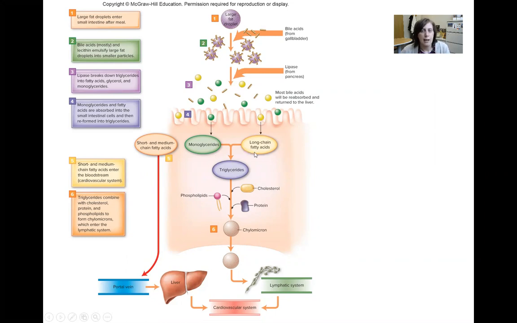We're taking long-chain fatty acids and putting them back into triglyceride, and then we're packaging them with cholesterol, protein, and phospholipids to create a lipoprotein called a chylomicron. This chylomicron then is transported through the lymphatic system first, and then it goes to the cardiovascular system and then to the liver. So sometimes I know students have had questions about what the lymphatic system is.